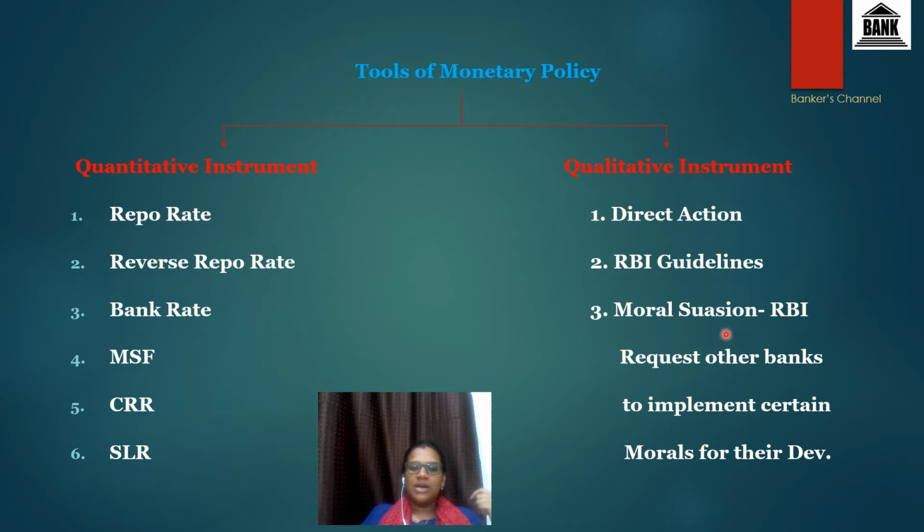Okay, then the third point is moral suasion. RBI, as a measure of improving the growth of the other banks, will request other banks to implement some of the rules and regulations, but it's not mandatory. It can be either followed by other banks or not. It's up to the other banks. Moral suasion is nothing but RBI requesting other banks to implement certain morals to improve their criteria. Okay, so this is all about the qualitative instrument.